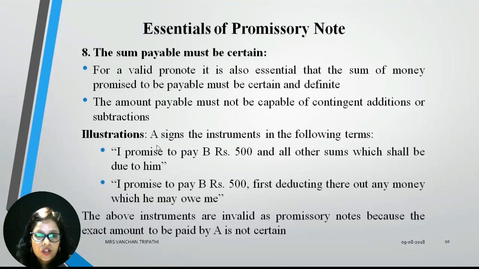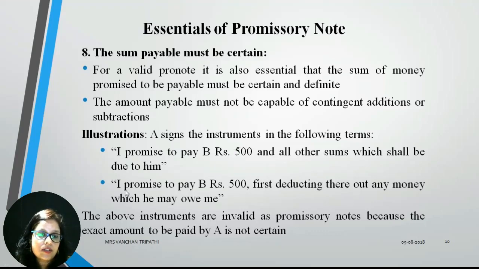There is an illustration. If A wants to make a promissory note to B: I promise to pay B rupees 500 and all other sums which shall be due to him. Read the line again: and all sums which shall be due to him. Because the amount of rupees 500 is not fixed, A is not making a promise to B to pay just rupees 500. That's why this is not a promissory note.